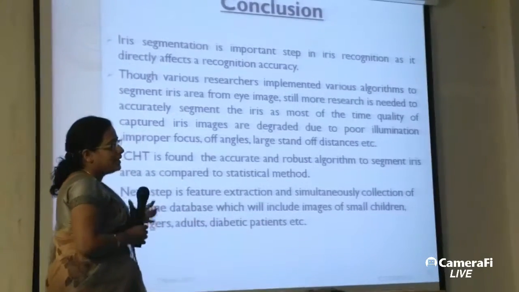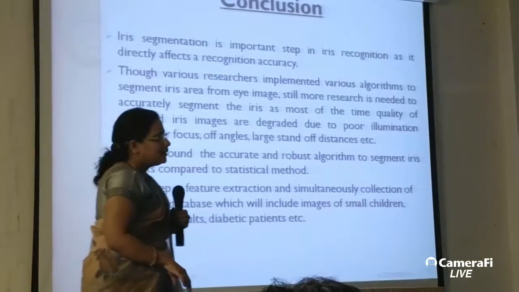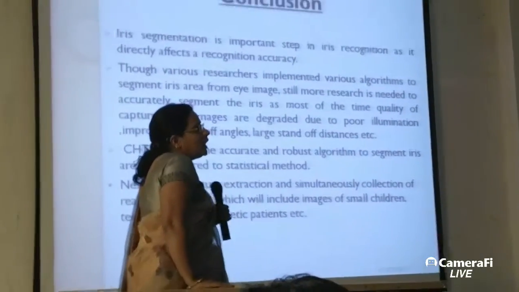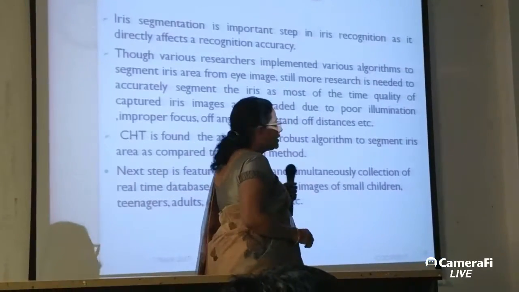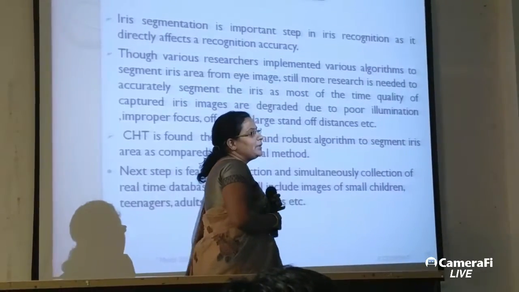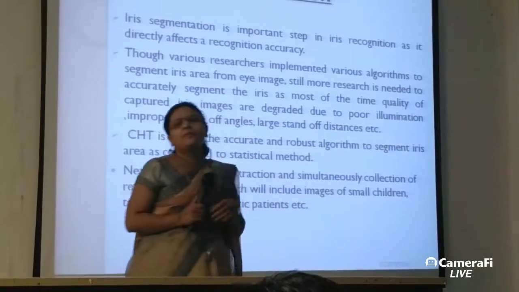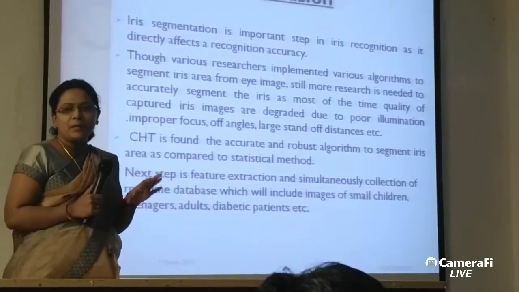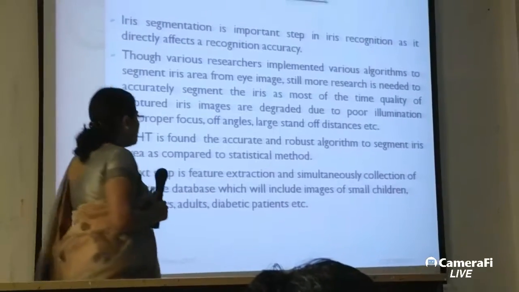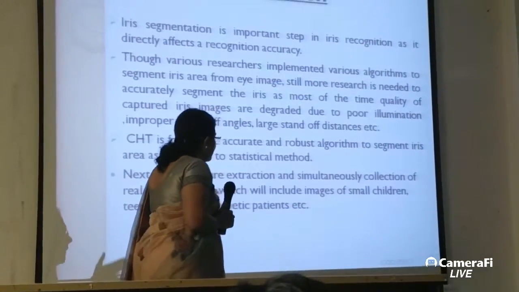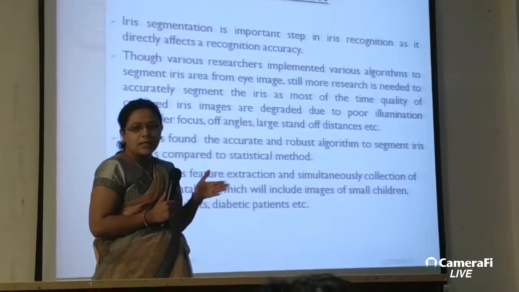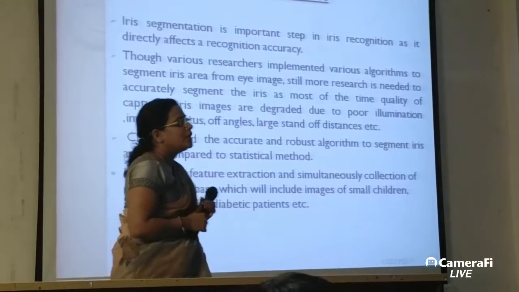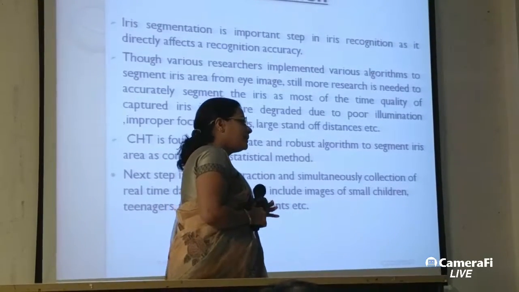I found that the CHT, circular Hough transform, is the best and most robust as compared to the statistical method. My next step is the collection of a real-time database, which will include captured iris images from various categories like small children, adults, teenagers, and diabetic patients, and I am also going to classify gender based on these iris images.